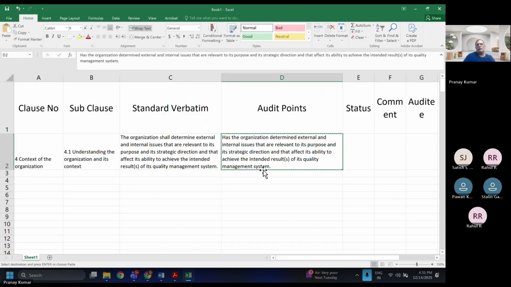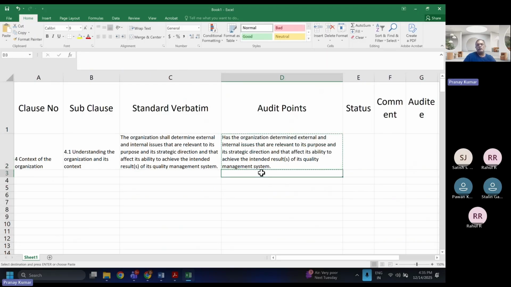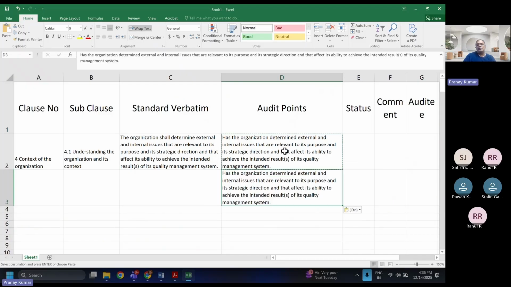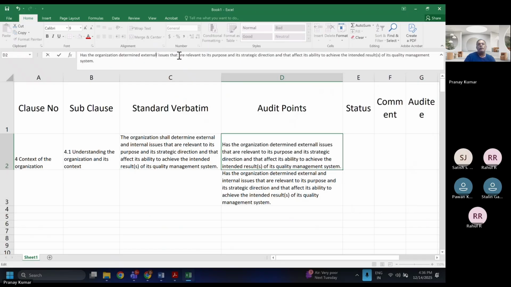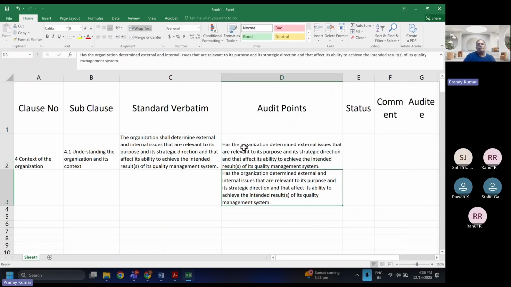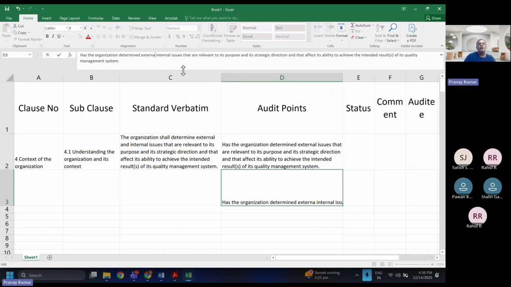I will turn this into two questions. In first question, I will only cover the external issues. In the second question, second audit point, I will only cover internal issues.